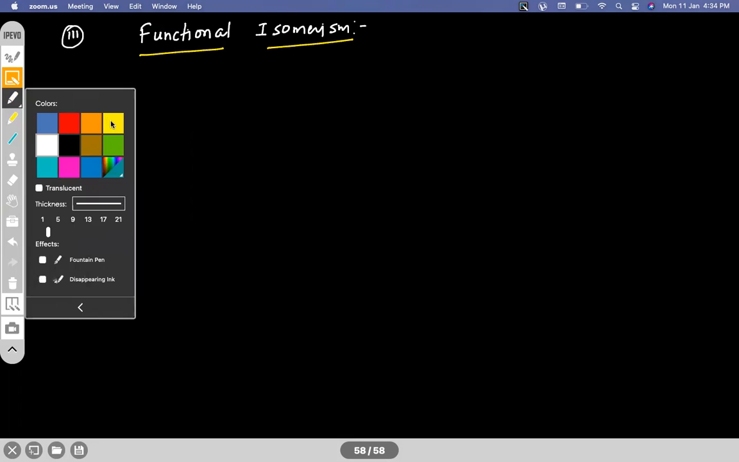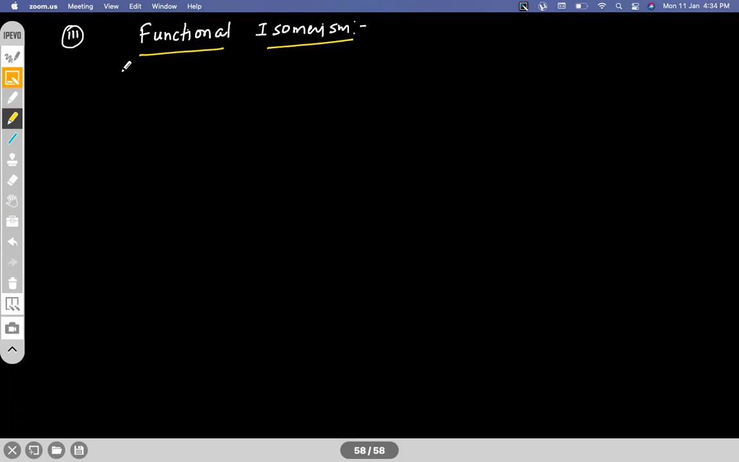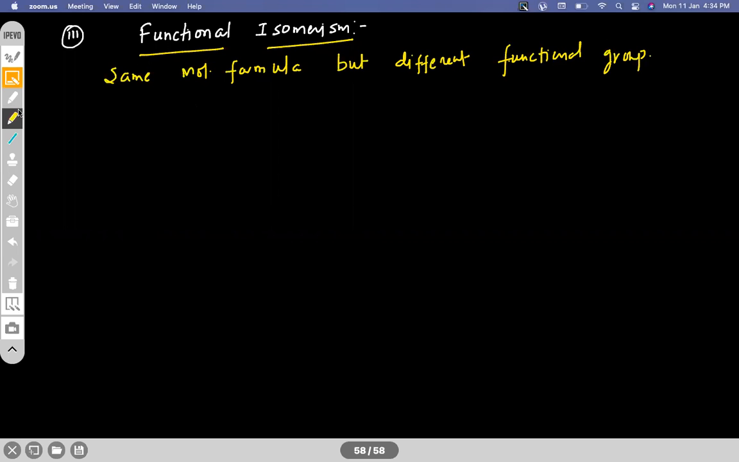Third one. We have functional isomerism. This one, we have same molecular formula, but different functional group. Write down. In short, I'll write down here: same molecular formula, but different functional group. Okay, like the first example I have given you.